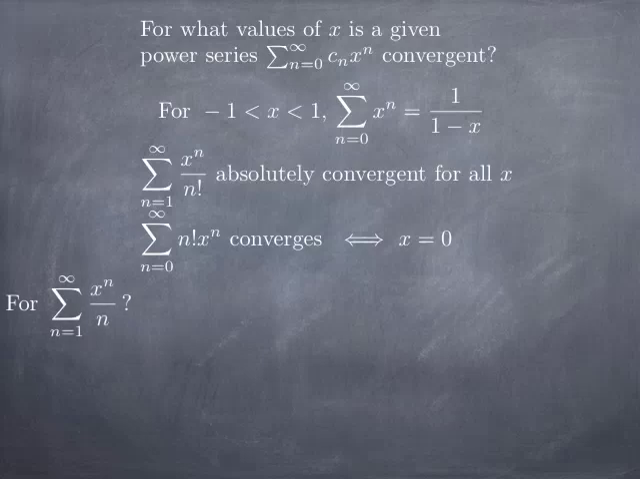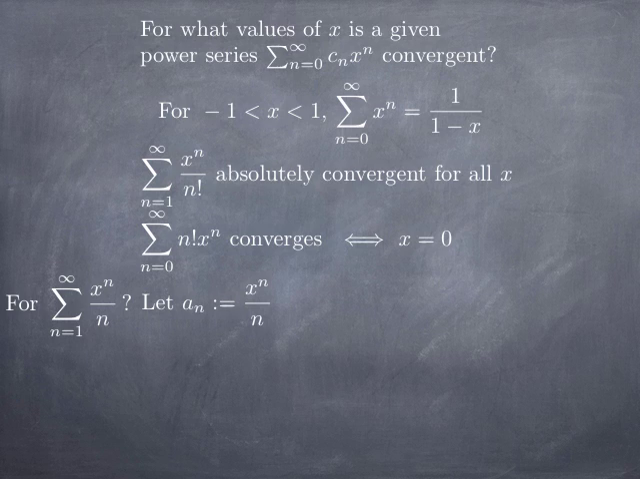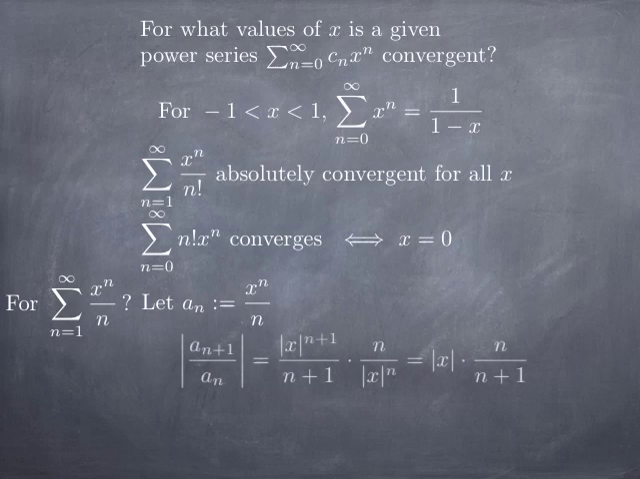Let's look at one more example. The series from 1 to infinity, I'm going to start at 1 and not at 0. In other words, I'm taking C0 equals 0. A series of x to the n over n. Again, we're going to look at convergence in terms of the ratio test. So we call an the general term, x to the n over n, and look at the absolute value of the ratio of two consecutive terms.